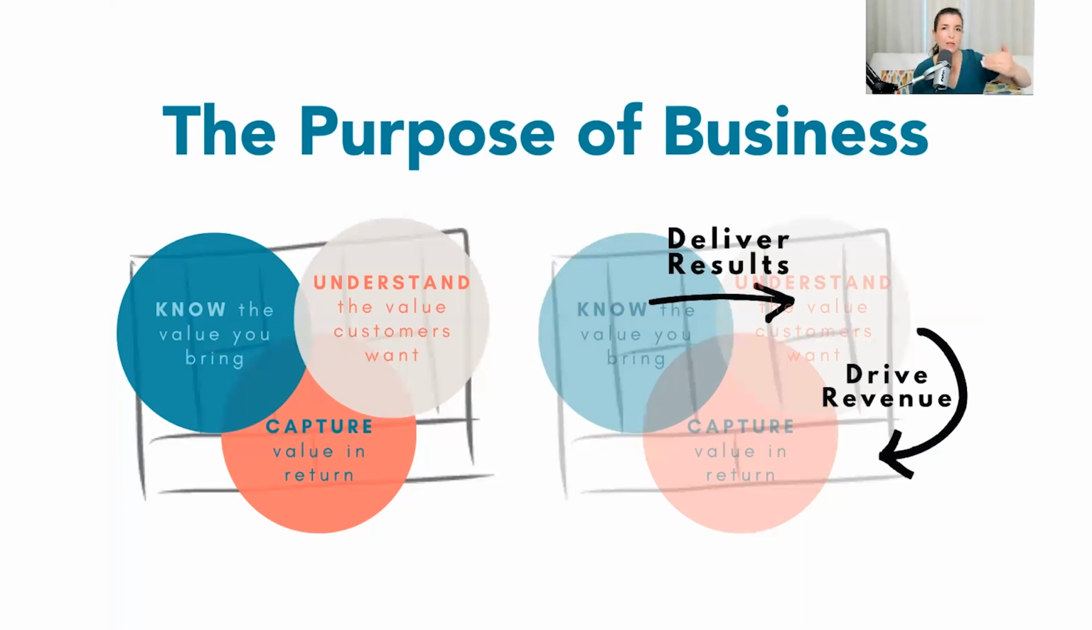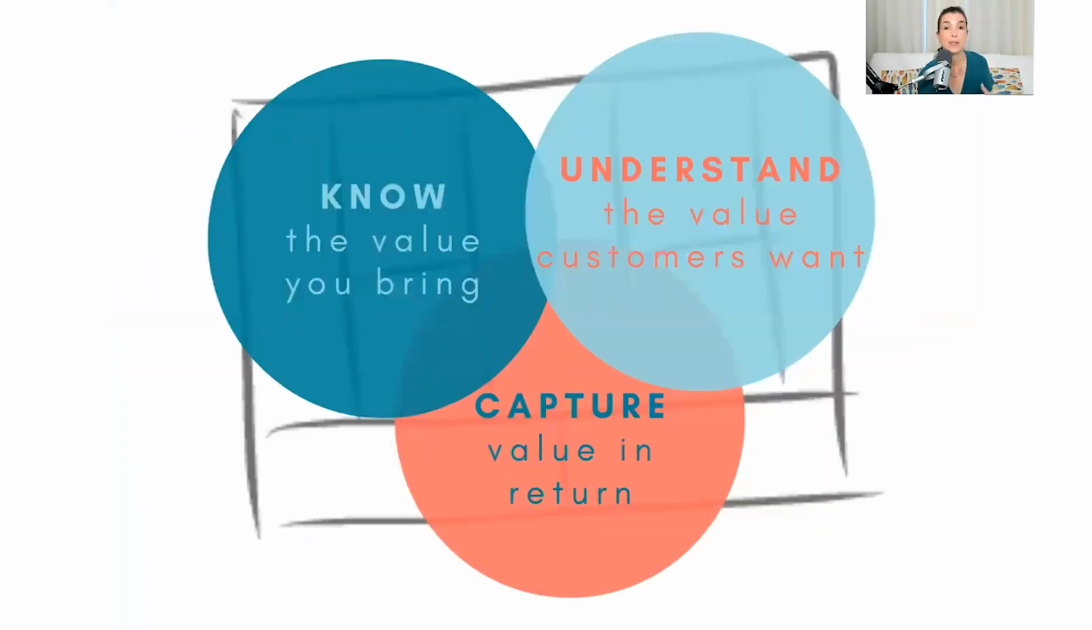From this place of clarity, now you've shifted your ideas around the purpose of business. You have genuinely driven out clarity and articulations around what is most important to you and what drives you and the business. Then you're going to move into mastering business modeling. And so this is where we get into the space of being able to say, okay, as we look at our business model, we are going to focus on knowing the value that we bring, understanding the value customers want, and then capturing value in return.